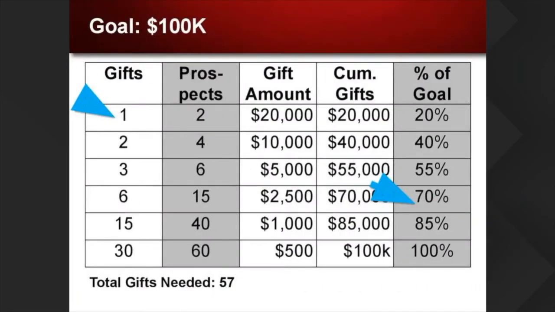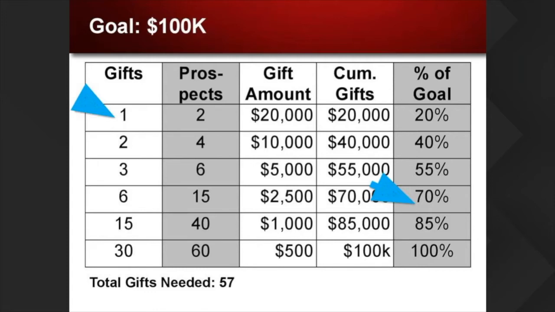So if you want to raise $100,000, this is how fundraising works: 80% of the dollars would come from about 20% of the people giving. If you look at this first blue arrow in the first row, you'll see that if we want to raise $100,000, we want one gift and two prospective donors. So two potential people to give us a gift of $20,000 for one gift. If we can get that, 20% of our goal came from the first donor. Then if you look at the second blue arrow down here at 70%, you'll see that we get to 70% of our goal from our first 12 donors.